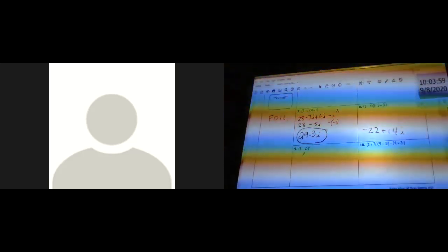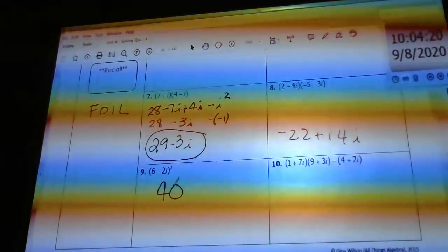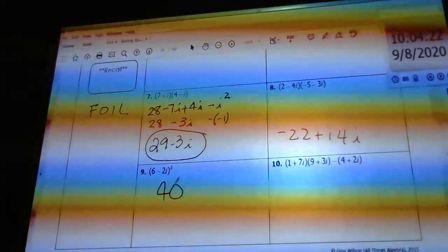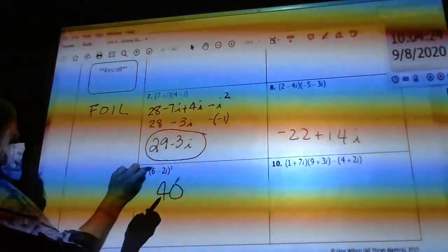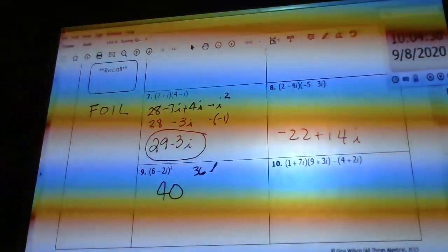Paisley, what was your answer again? 40. Did anybody get anything different? What did you get, Jay? I got 36 minus 20i.